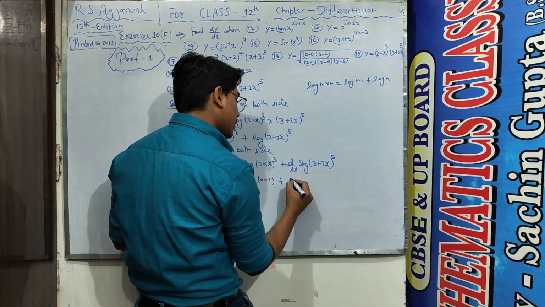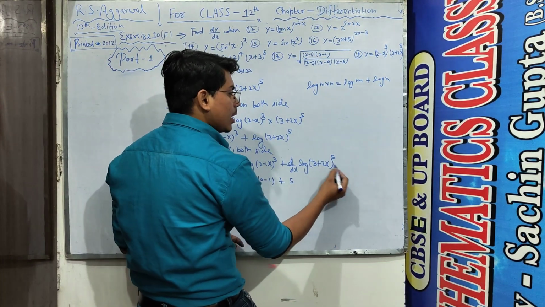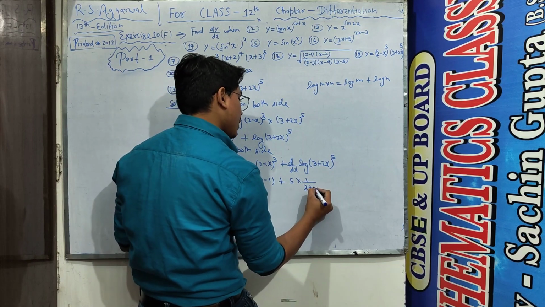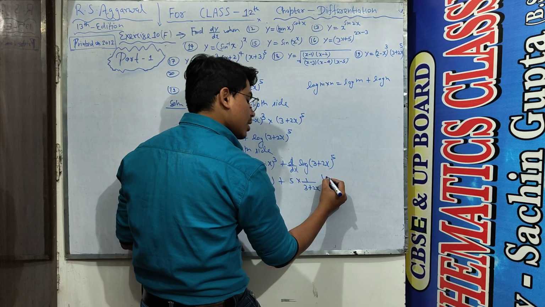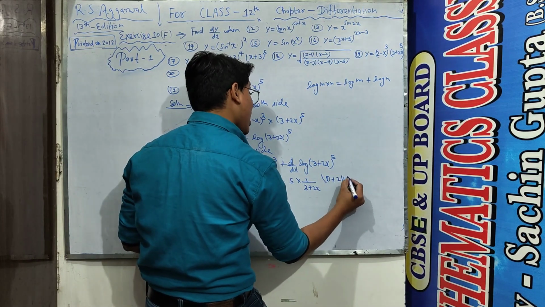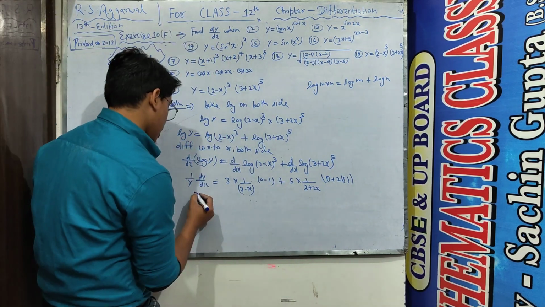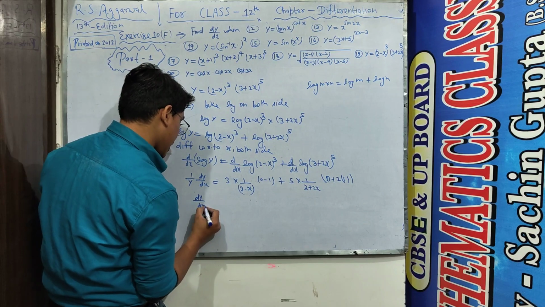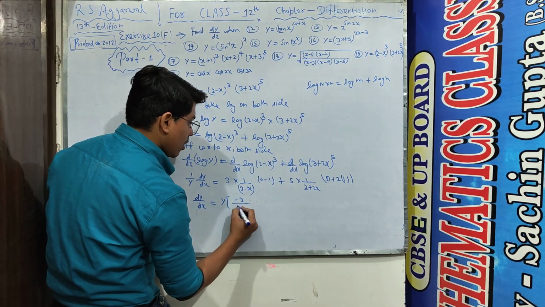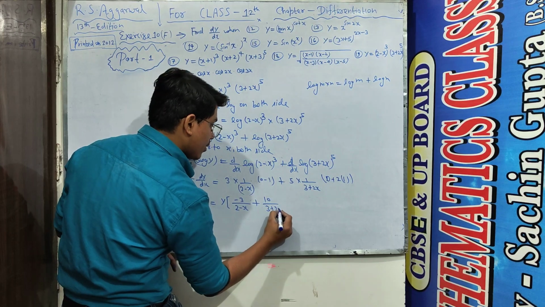And the power 5 comes before the log, then 5 as a constant I take outside of the differentiation of log (3 plus 2x), and differential of log (3 plus 2x) is 1 upon 3 plus 2x, and the differential of 3 is 0, and differential of x is 1. Now student, this y goes to the other side, then it comes in multiplication, and this becomes minus 3 upon 2 minus x, and plus 10 upon 3 plus 2x.